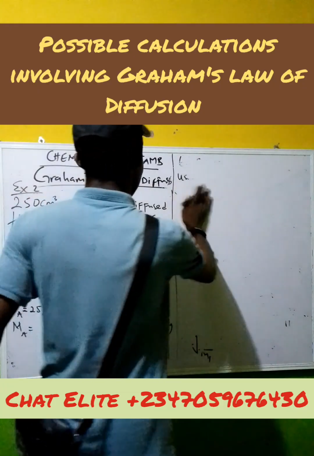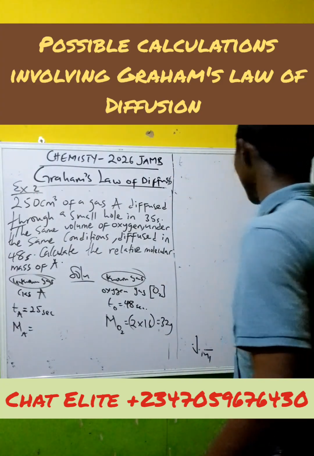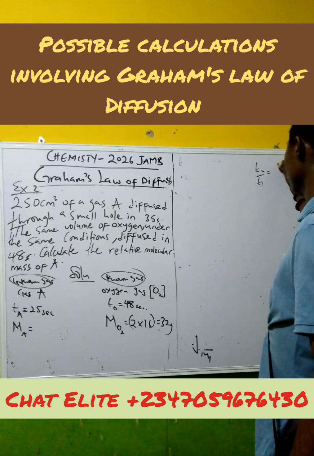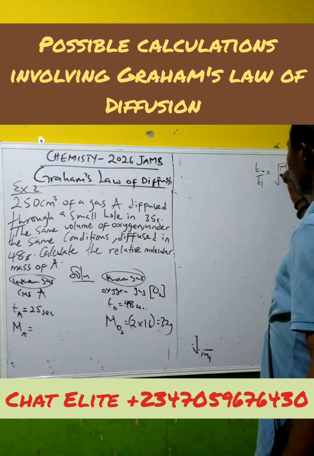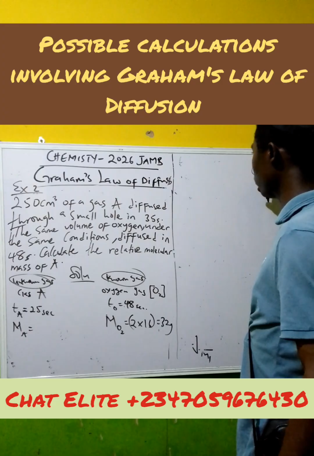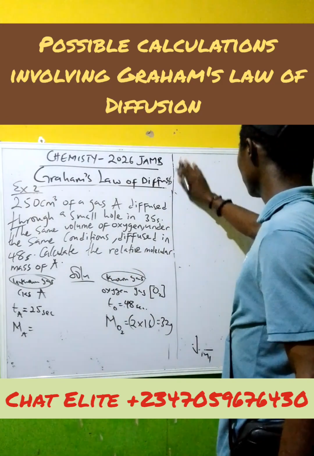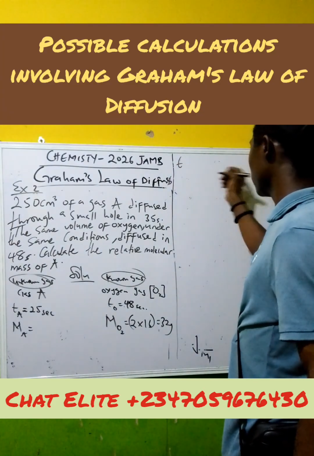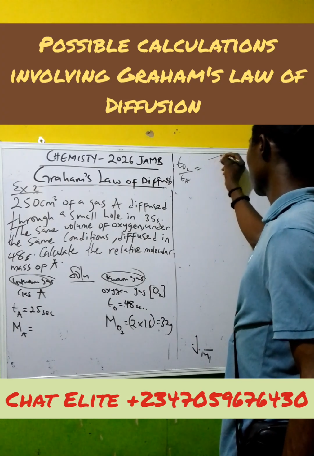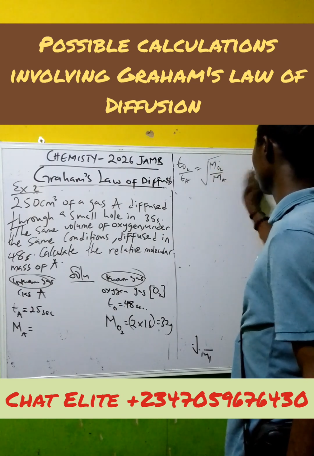At this junction, it is easy for us to say that, if you remember when I was proving the equation, I said T2 over T1 is equal to the square root of M2 over M1, if you remember very well. This one is for the second gas, and this is for the first gas. Relating it with what we have here, we are going to be having T for oxygen gas over T for the unknown gas, which is equal to the square root of relative molecular mass for the oxygen gas over relative molecular mass for the unknown gas.